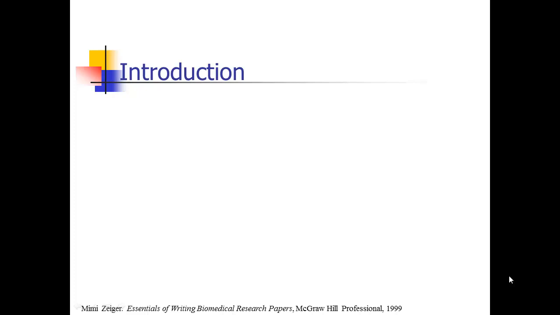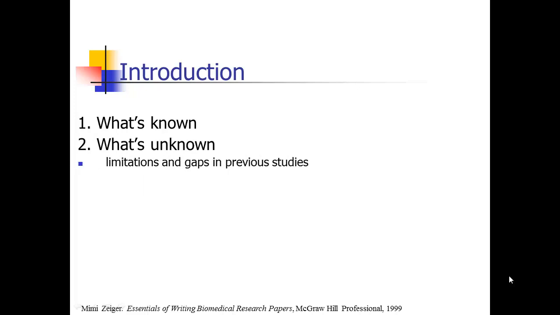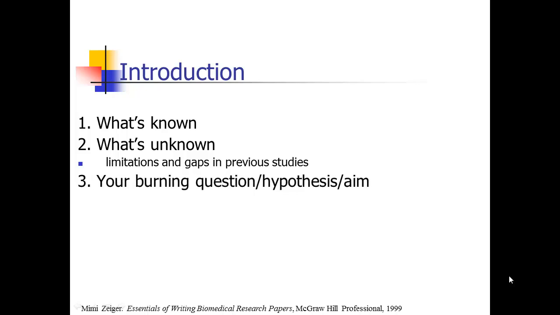Similarly, Mimi Zeiger, in her book that I've referred to before, gives a similar structure for the introduction. You start with what's known, so those are the previous studies. Then you give what's unknown, the gaps and limitations in those previous studies. And then again, you move right to the specific statement about your purpose or question that you're trying to answer, or hypothesis or aim. You're going to give that clear statement. We aim to, we hypothesize that.